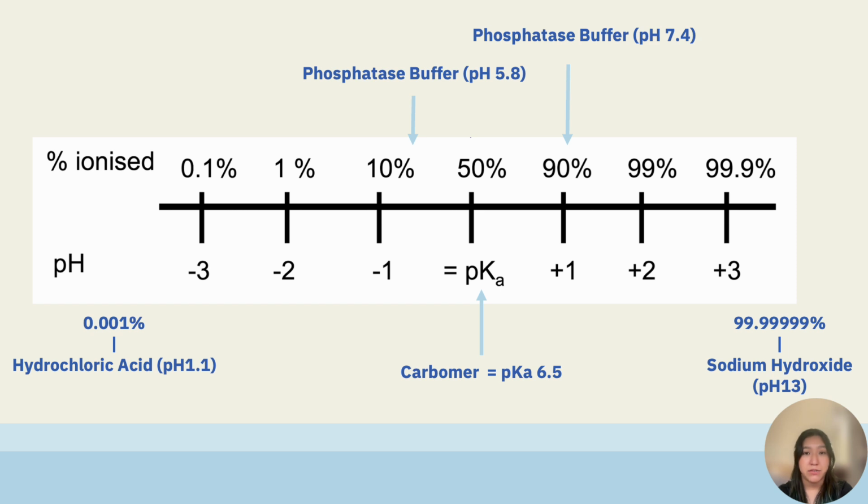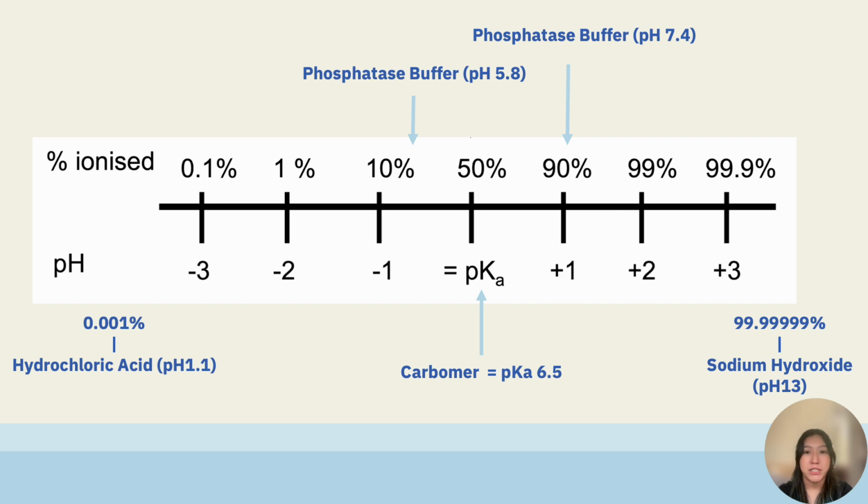At a higher pH level where the environment is less acidic, carbomers tend to ionize more readily by donating protons. This ionization results in negatively charged polymer chains that repel one another, causing the gel network to expand and swell, in which viscosity increases. Conversely, at lower pH levels, carbomers remain largely non-ionized.